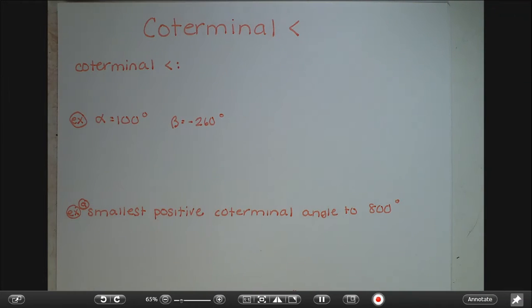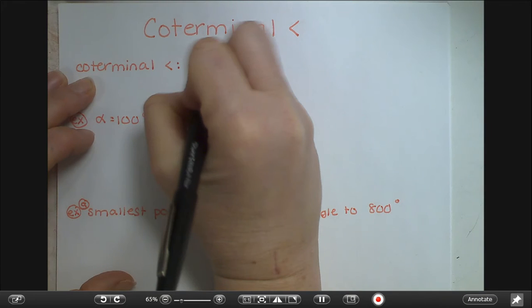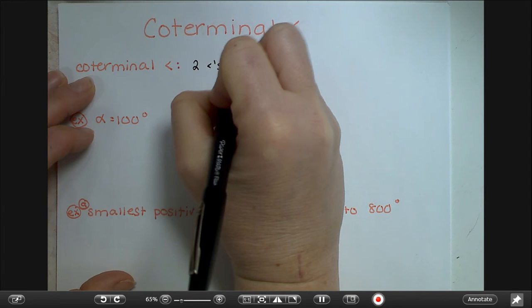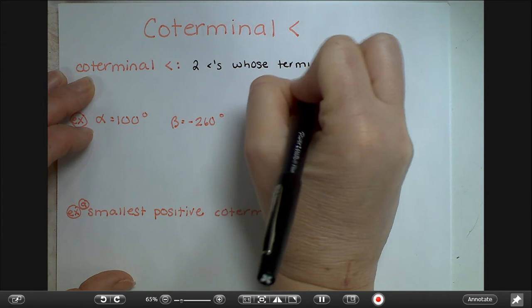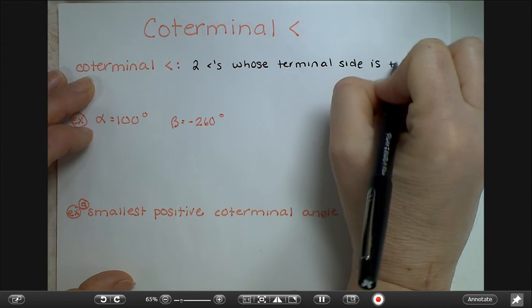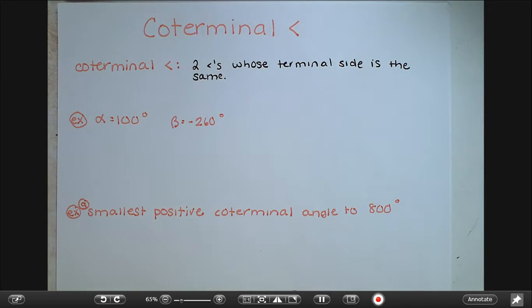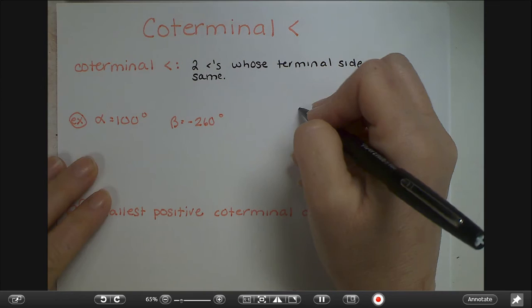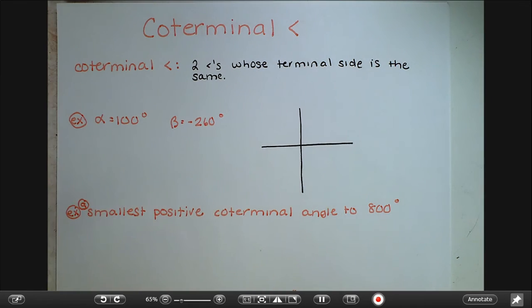All right, this video is about coterminal angles. Coterminal angles are two angles whose terminal side is in the same location. So two angles whose terminal side is the same, in the same spot. So here's an example of two angles that are coterminal.